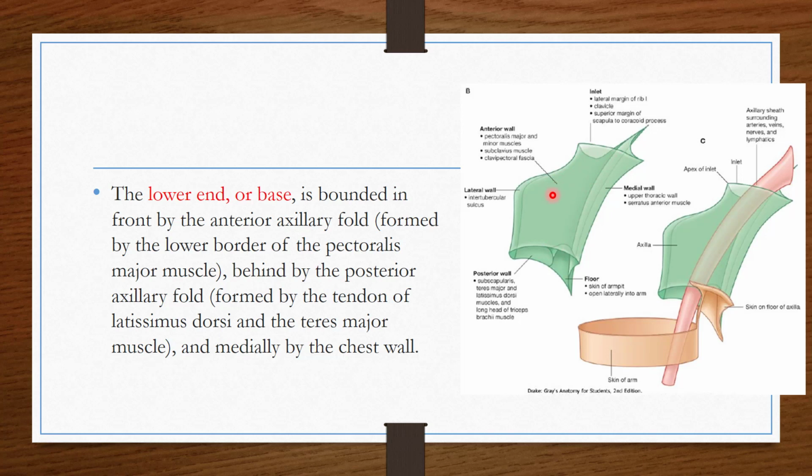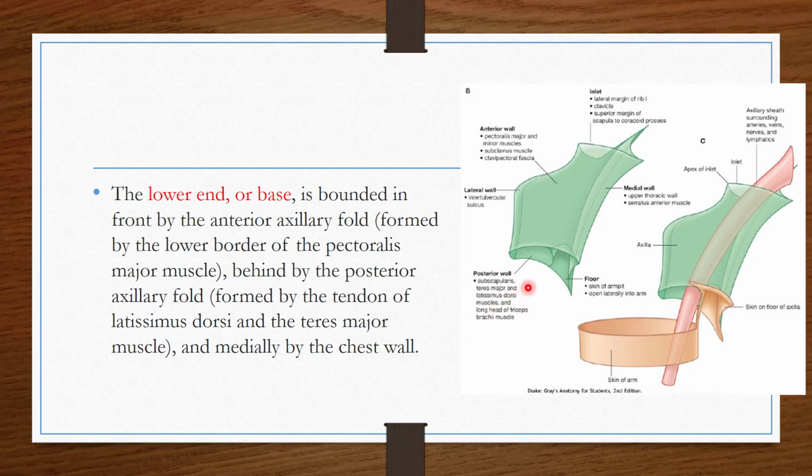It is formed by major muscles which are the pectoralis major muscle and the pectoralis minor muscle along with the subclavius muscle. Remember, three muscles here are forming the anterior wall of the axilla. Number 1 is pectoralis major, number 2 is pectoralis minor, and number 3 is the subclavius muscle, along with the clavipectoral fascia.